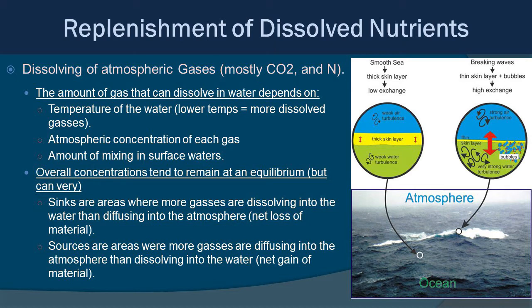Next up, we have the overall concentration, which tends to remain at equilibrium but can vary. Sinks are areas where more gases are dissolving into the water than diffusing into the atmosphere, essentially a net loss of material. And then we have sources, which are areas where more gases are diffusing into the atmosphere than dissolving into the water, a net gain of material.